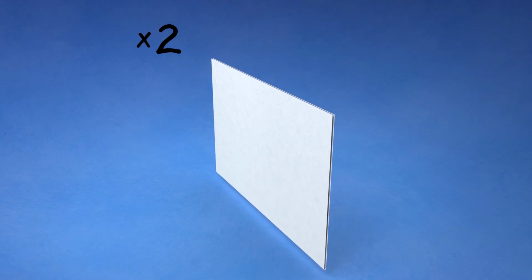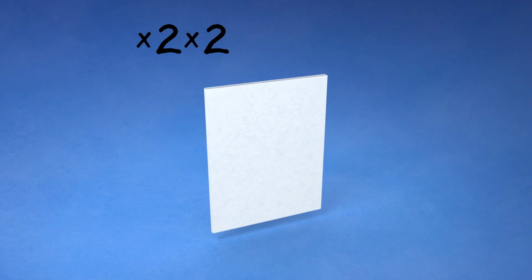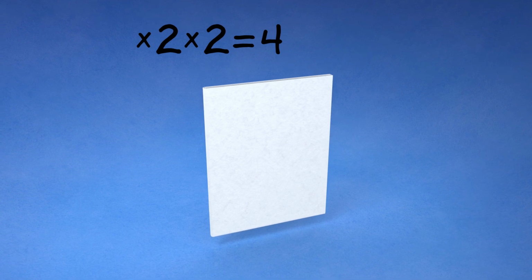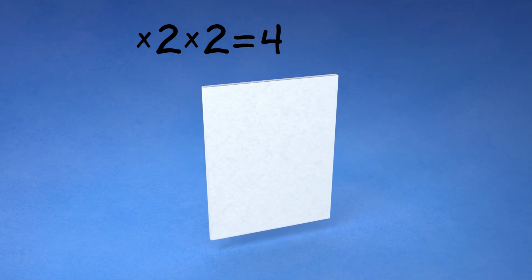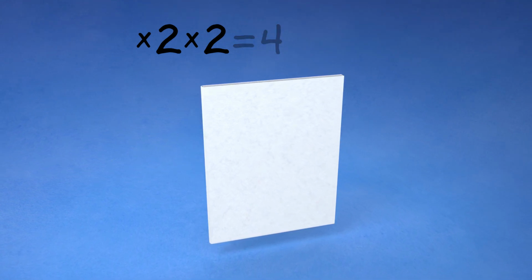Now, instead of laying down new sheets of paper, let's build up thickness by taking 1 sheet and folding it in half. Folding it over has doubled the thickness of the paper. Folding it a second time doubles the thickness to 4. Each fold we make multiplies the thickness by 2.